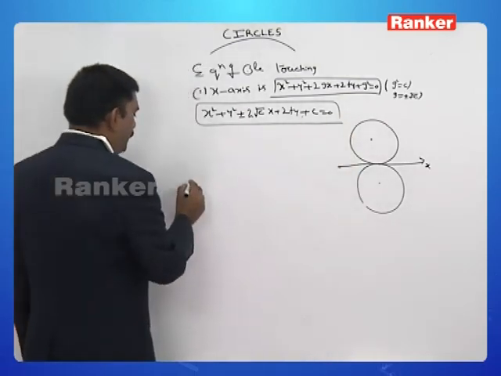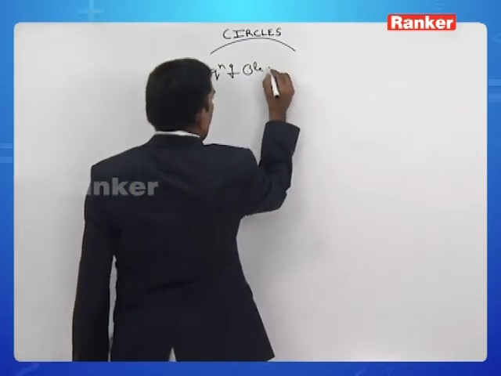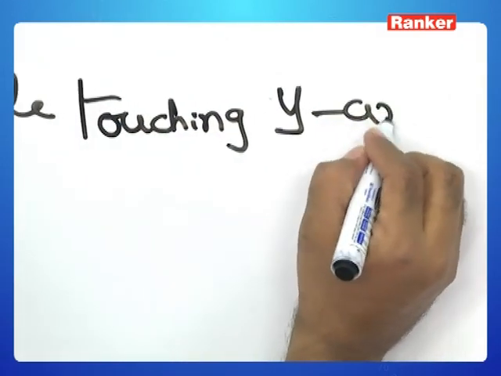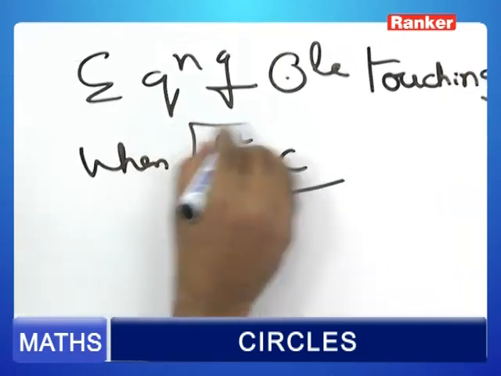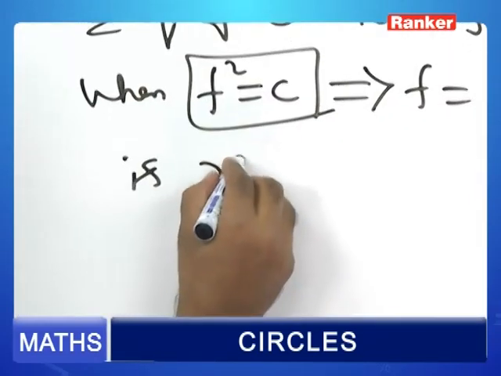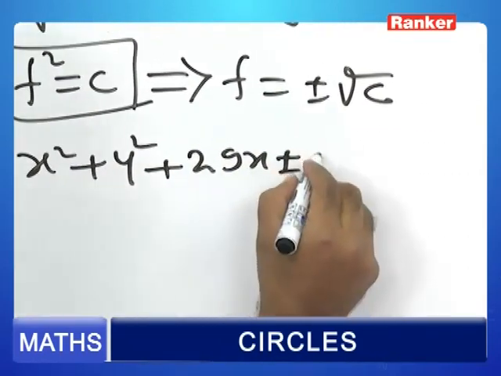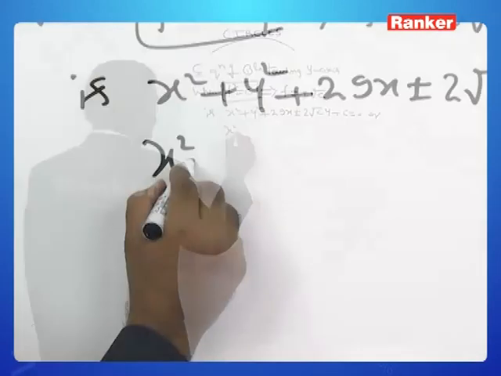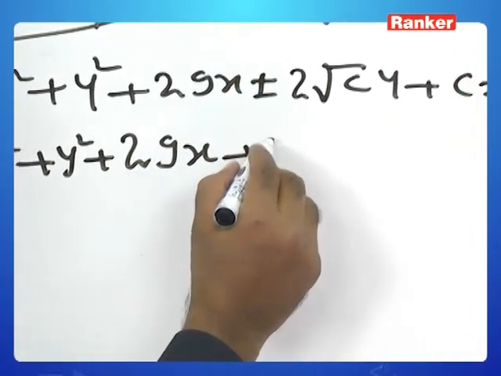So therefore next, what is the second one? The equation of a circle touching the y-axis, when f square is equal to c, or else f is equal to plus or minus root c, is x square plus y square plus 2gx plus or minus 2 root c y plus c is equal to 0, or I can also write x square plus y square plus 2gx plus 2fy.